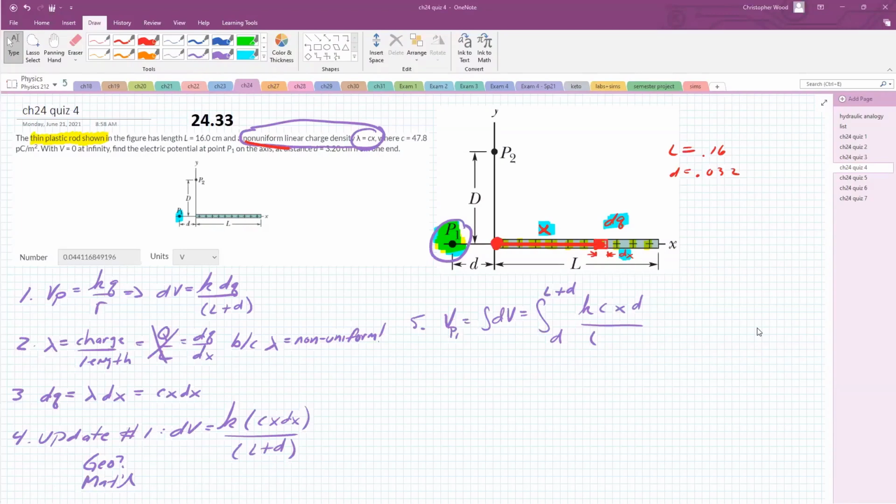Chapter 24, quiz 5. Let's see, it's now about 10 a.m. Okay. Chapter 24, quiz 5 is good to go. But before we start that, let me go back to this problem.